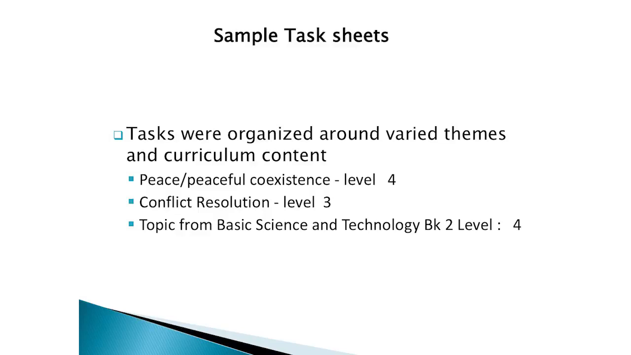So we put them in groups and we say, okay, you write a story on the theme of maybe peaceful coexistence, and you're writing that story for level four. Or you write a story on the theme of conflict resolution, and you're writing that story for level three. Or we give them a basic science and technology textbook, maybe book two, and we say pick a topic from the textbook and write a leveled book for level four, level three, or level two, because we wanted to make sure we had storybooks balanced across all the levels.